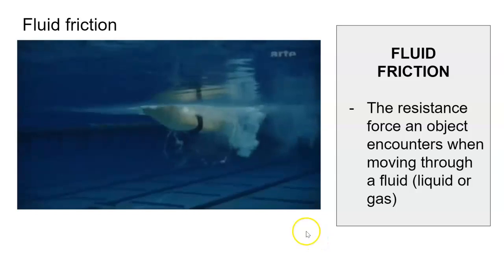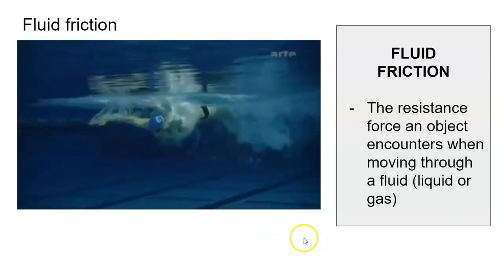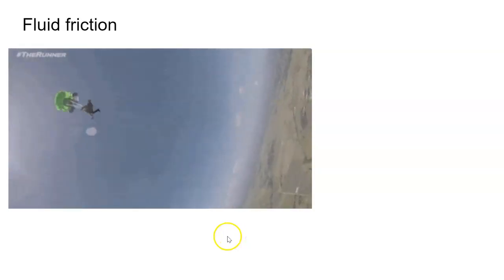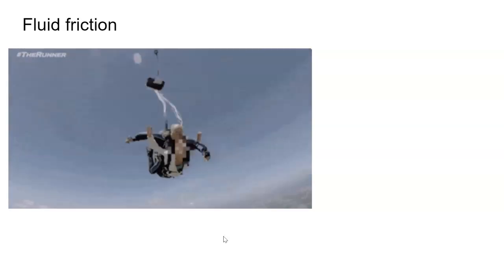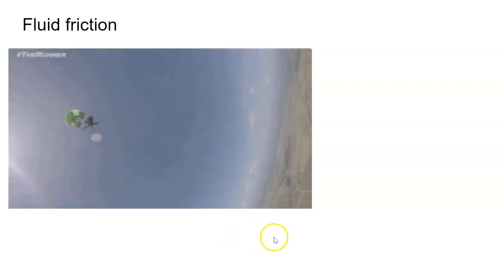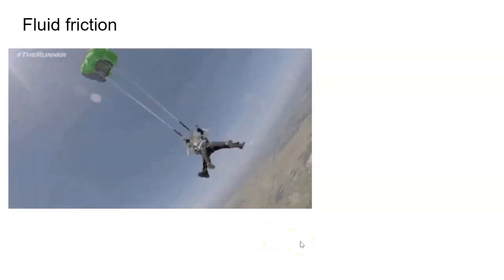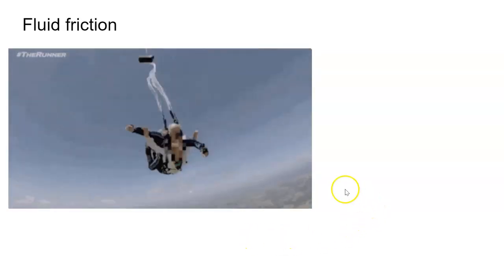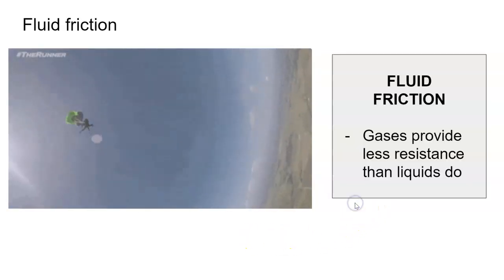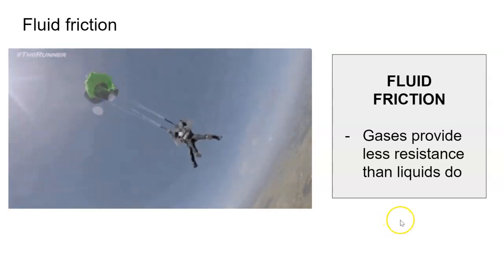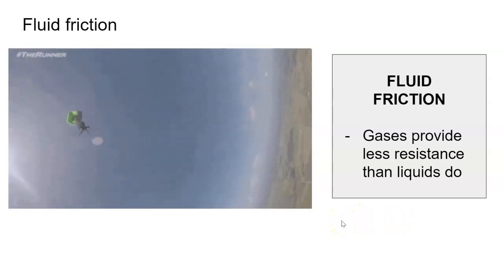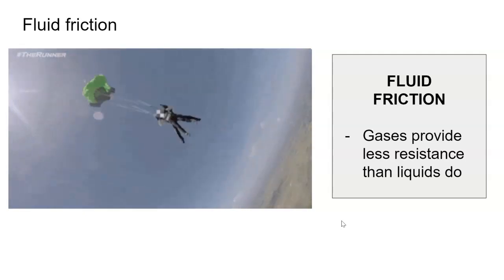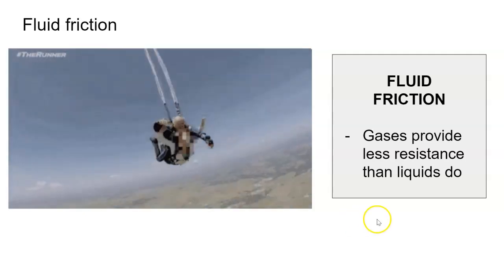And we notice that compared to moving through a liquid, it's much easier to move through a gas. This person is falling through the air very quickly until they open their parachute. They have a bigger surface area that helps slow them down so they aren't going too fast when they come to Earth. Gases provide less resistance than liquids. So those are our 4 types of friction: static friction, sliding, rolling, and fluid.